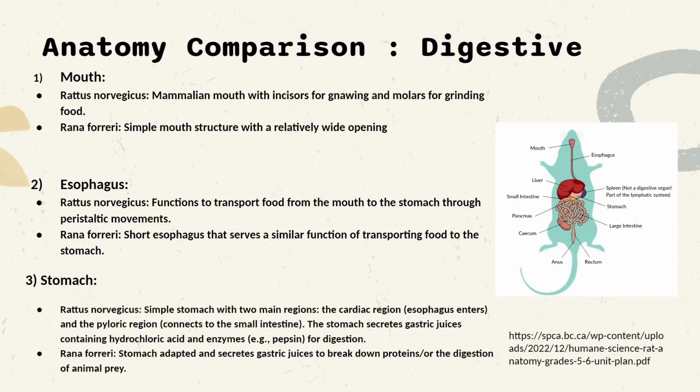Comparing the anatomy of the digestive system between a rat and a frog. So for the rat, it has a mammalian mouth with incisors for gnawing and molars for grinding food. The frog has a simple mouth structure with a relatively wide opening.